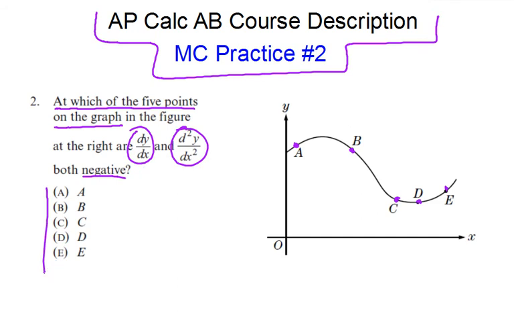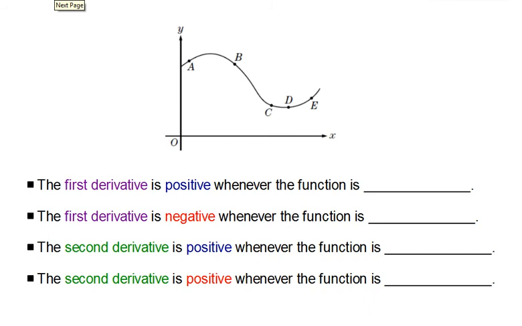Well, let's dig in. Okay, so regarding the first derivative, we've learned that the first derivative of a function tells us about the slope of a graph. And so we can conclude the first derivative will be positive wherever the function has a positive slope, which means the graph is increasing.